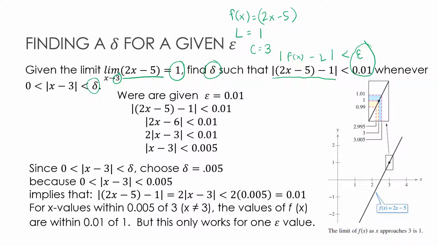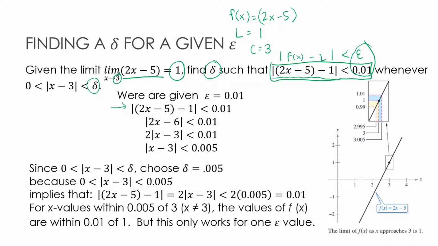So how do we do that? Well, we're going to start right here. We're going to take the |2x - 5 - 1| is less than 0.01, 1/100th, and let's do the math. Obviously, I'm going to take away those parentheses. I'm going to combine the minus 5 and minus 1 to get minus 6.